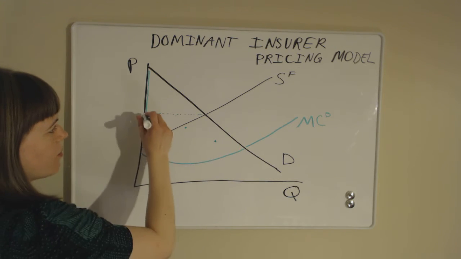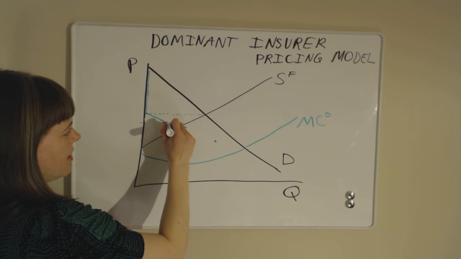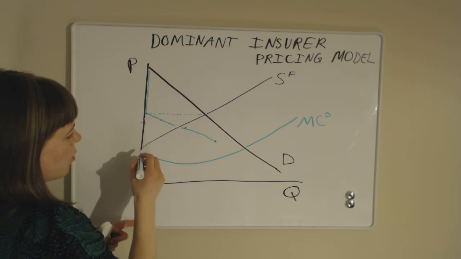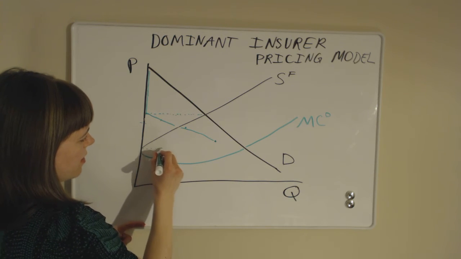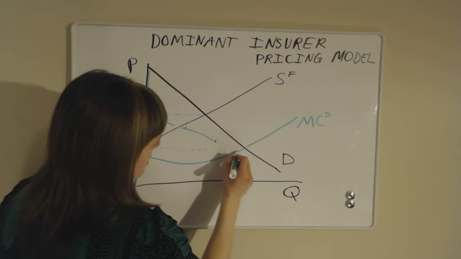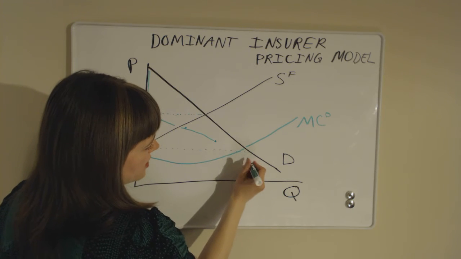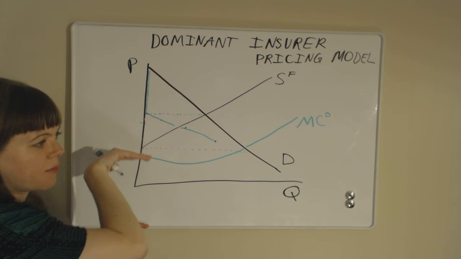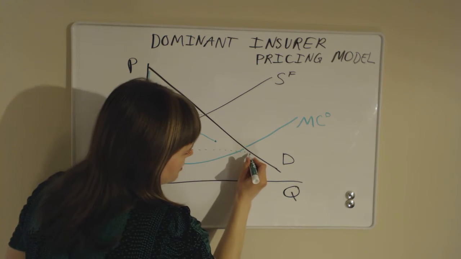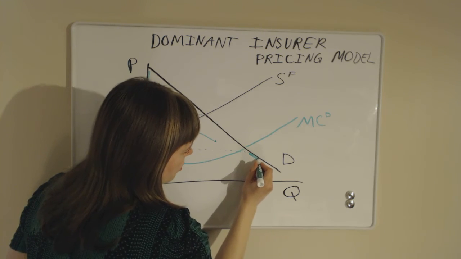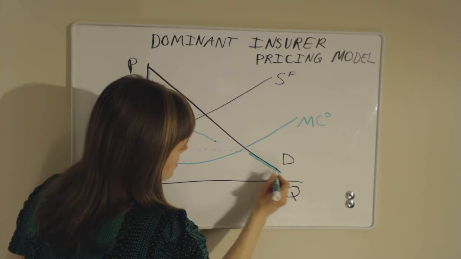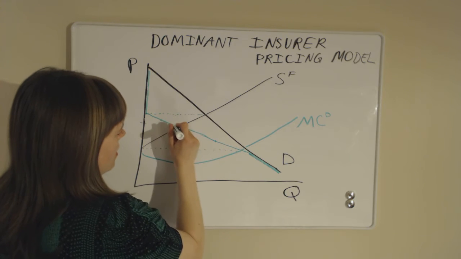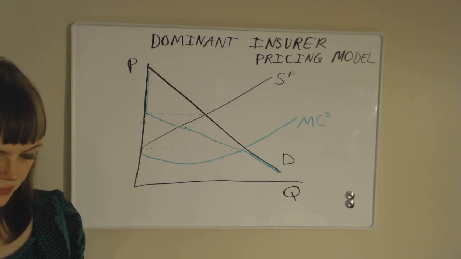And as you can see, we're beginning to have a line that looks like a regular old demand curve. And as a matter of fact, once we get to this point here and below that point, the competitive fringe cannot produce at any price below that. So below this point, we know that the dominant insurer will meet the entire market demand. And of course, in between these points, it's going to be a straight line.